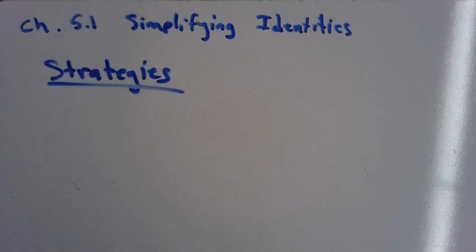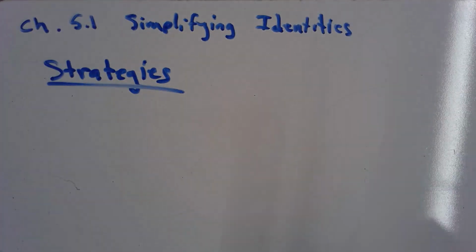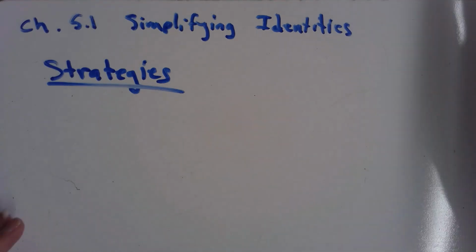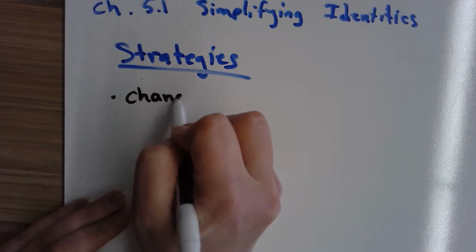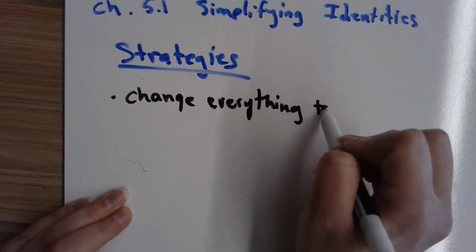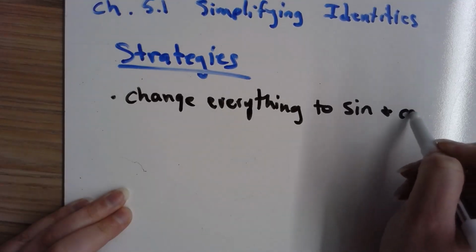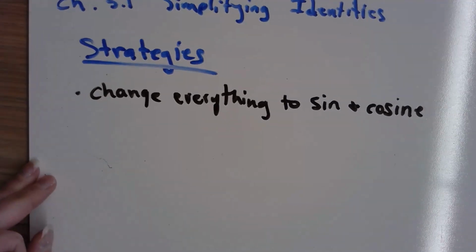Okay, one thing about this chapter is it is all about creativity, and there's multiple ways of doing things, so it's a little tricky as far as here's exactly what you do, but there are some things that you can do that work no matter what. So our first one is always change everything to sine and cosine. Okay, so that's our first one. If you could change it to sine and cosine, you're going to do it.